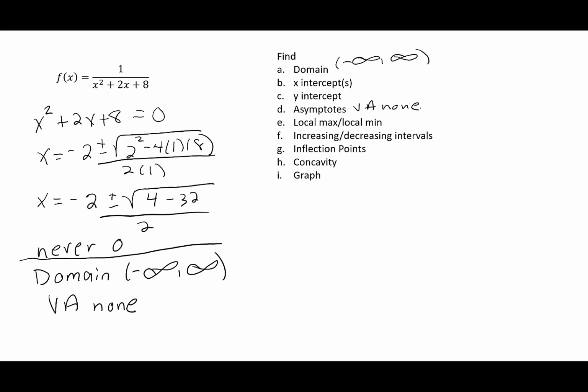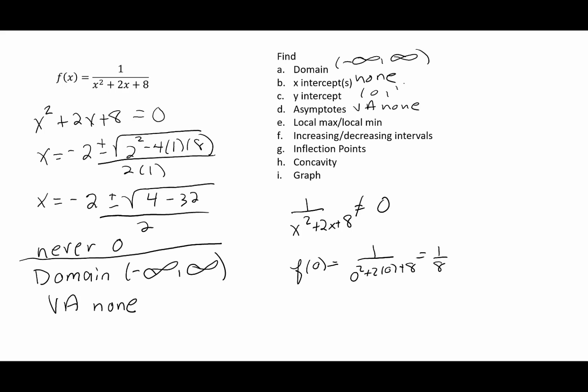Okay. X-intercepts, also none. Every time we're looking at a rational, the only way we're going to have an x-intercept is if the numerator is equal to 0. So when you look at 1 over x squared plus 2x plus 8, and you try to make it equal to 0, that's just not going to happen because 1's not equal to 0 ever, so we're also going to say none. We do have a y-intercept. Y-intercept comes from taking f of 0. We have 1 over 0 squared plus 2 times 0 plus 8, which is just 1 over 8. I have 0, 1 over 8.